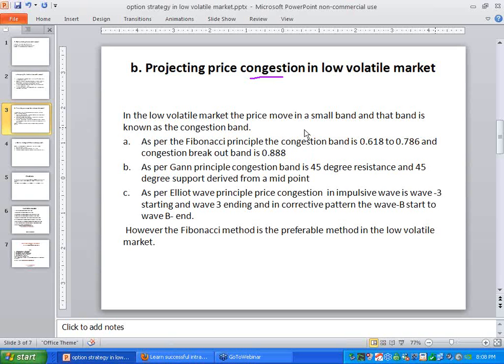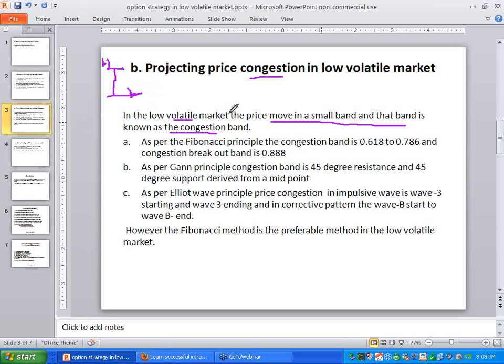What is the price congestion in terms of the option or in terms of the stocks also. So in a low volatile market, price moves in a small band, and that band is known as the congestion band. So the price will be fixed in a proper band, and it never used to move above that band, or one particular high and low is being set by the market, and the price used to move in between that. So that band is considered as the congestion band.